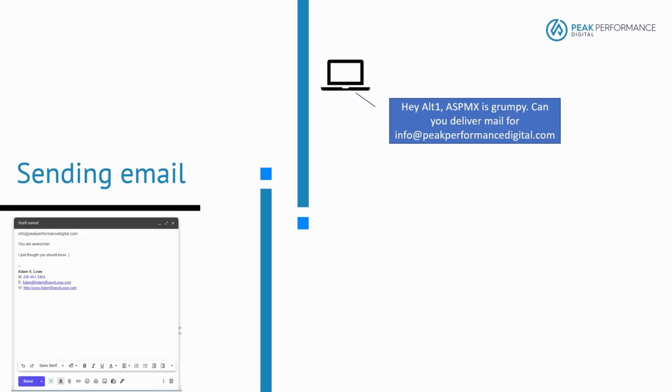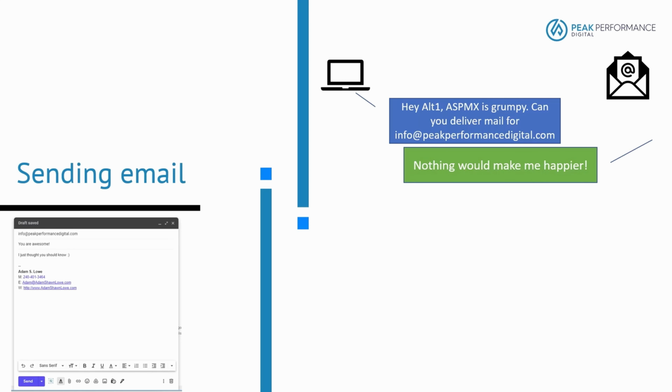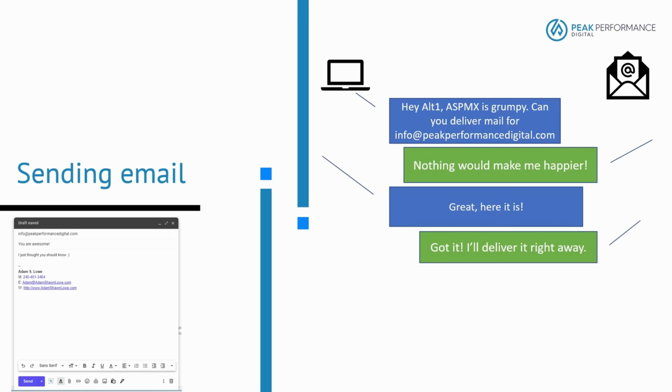It then says, fine, I'll just give it to alt1.aspmx.l.google.com instead. Alt1 is excited that someone wants to send email through her and eagerly accepts it. From there, Google's email servers do their magic and deliver the message. Now, of course, in reality, there's a lot more going on than what I just outlined. At its essence, though, this is the process. It doesn't matter whether one company provides all these services or if different companies provide each one. The process and the configuration are still the same regardless.